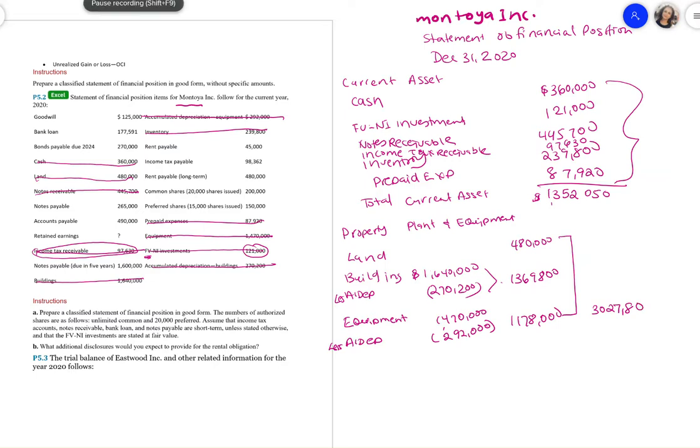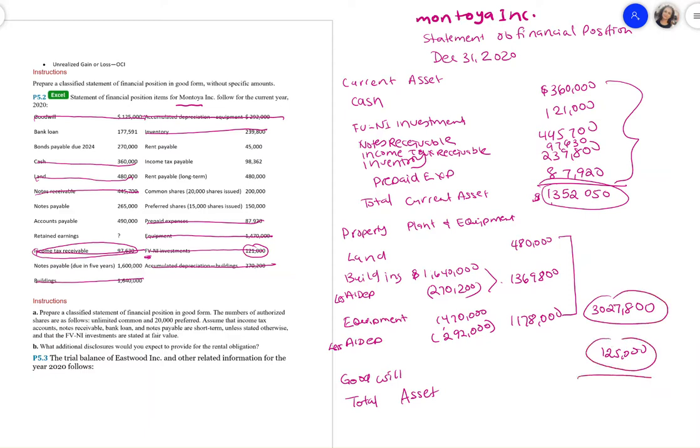And after that, normally we have an intangible asset. I didn't see any, but I do see a goodwill. Goodwill has its own account, and it's 125,000. There are no other assets left. So then we have total assets. You add up these three numbers, and that will be equal to 4,504,850. So that's the total assets.